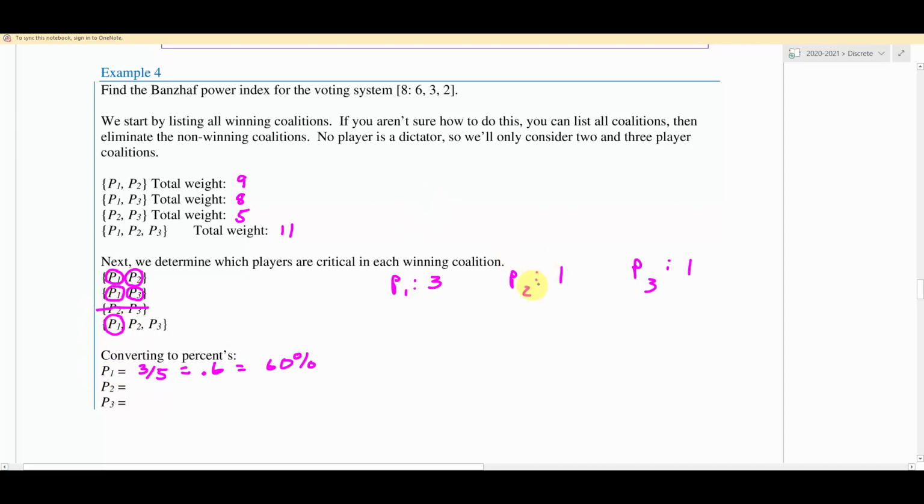Now we would do the same thing for player 2, but player 2 is only critical 1 out of the 5 times. So I'm going to say 1 divided by 5, which, again, if you go to your calculator and do 1 divided by 5, you'll get a 0.2, and then converting that to a percentage gives you 20%. So player 2 had 20% of the power. All right, then we do the same thing for player 3. So we got 1 divided by 5 again, and we already know that that's going to be 0.2 and 20% of the power.